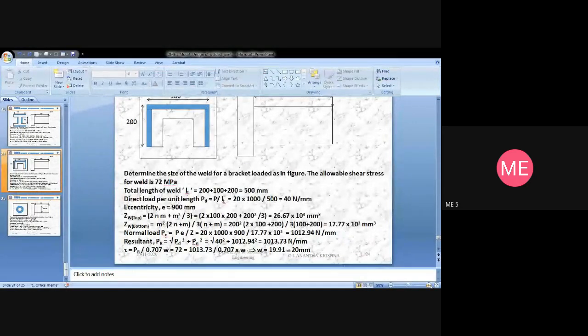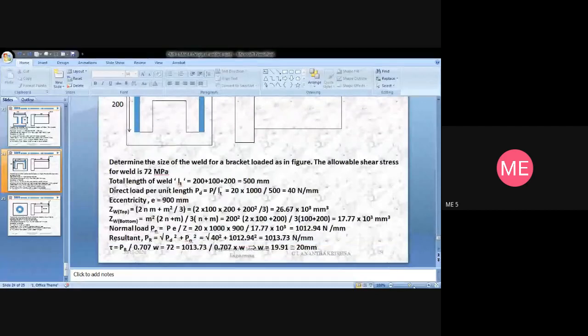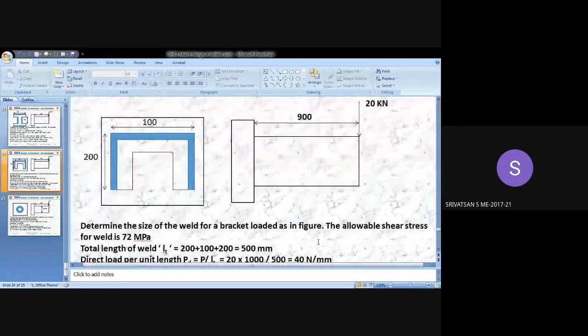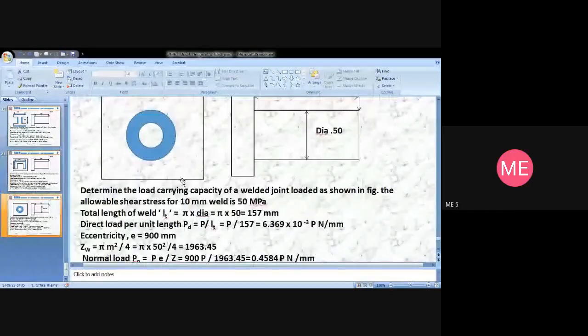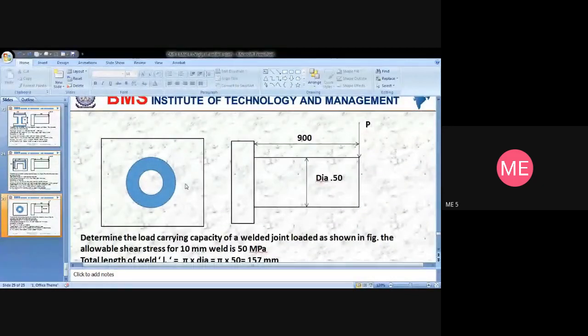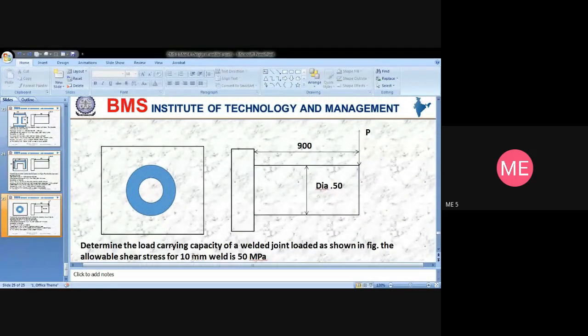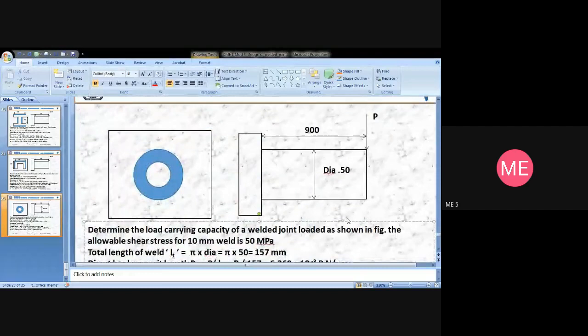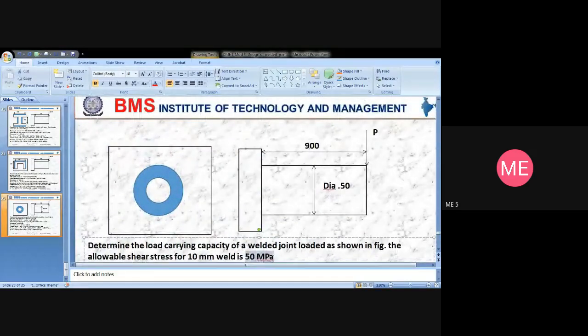We'll take up the final problem of the welded joints. Shall we take the next problem? Yes, sir. Note down this problem. Determine the load carrying capacity, so we need to find out the value of P, of a welded joint loaded as shown in figure. The allowable shear stress for 10 mm weld size, so W is given over there, is 50 megapascal. So it's a circular weld, right?